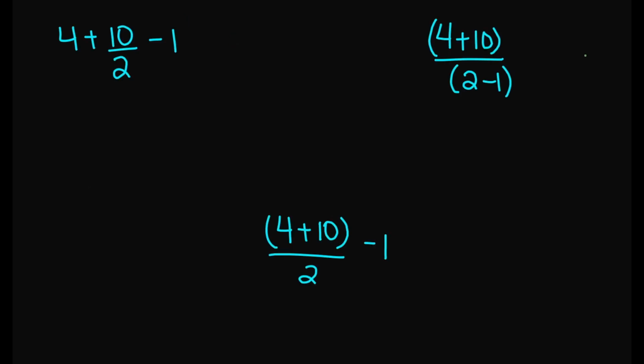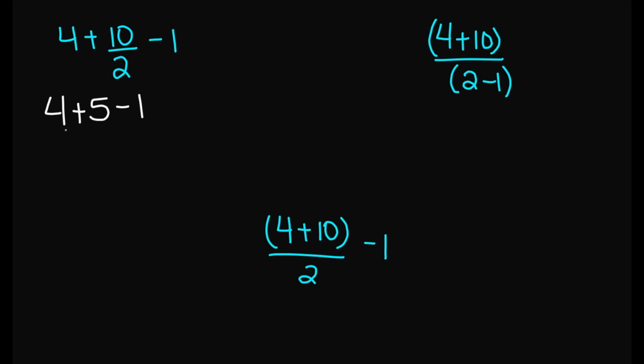Let's look at these 3 examples here. So let's look at my first one here on the left side. So we have 4 plus 10 over 2 minus 1. Notice I do not have any parentheses involved in this one here. So I'm going to do 4 plus 10 divided by 2. This is going to equal 5, and then minus 1.